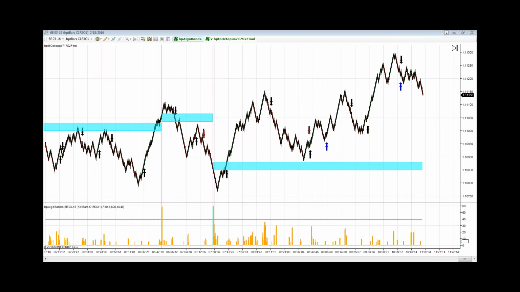Let's wait for it to come up. Of course, it's going to take longer when you're doing the automatic. It's really going back, looking at every bar, looking at everything. So bear with me as it comes up.